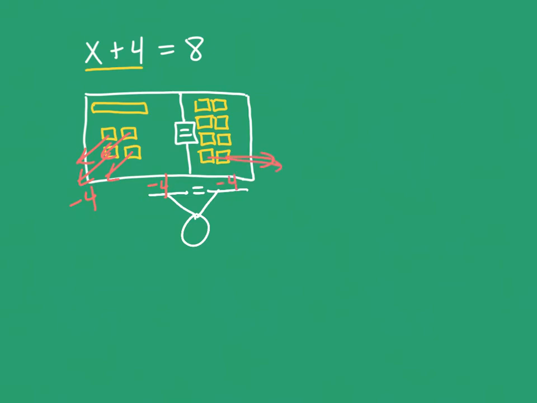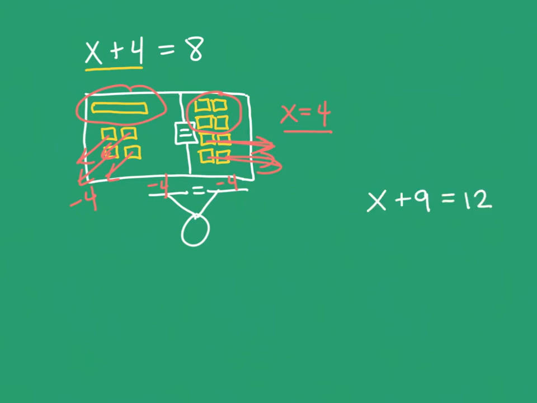1, 2, 3, 4. And that leaves me with 1x equals 4. X equals 4. And you can check to see if that's true, because if x is in fact 4, and I plug it in over here and say 4 plus 4, that is 8. 8 does equal 8. That is true.